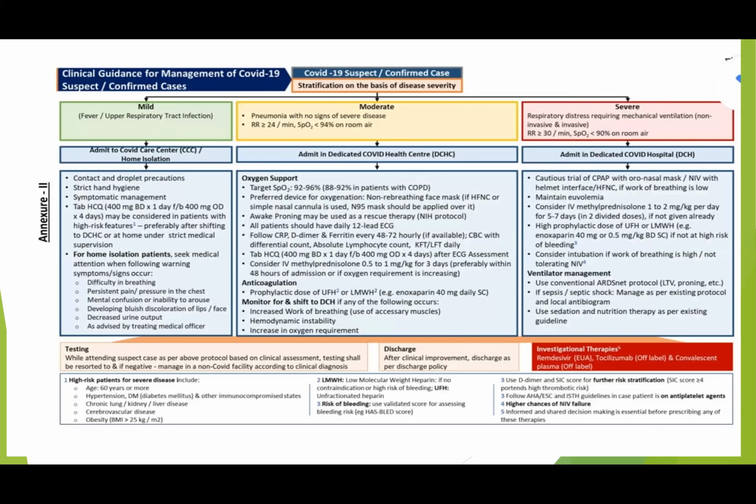So this is the entire algorithm. These types of things should be laminated and posted, especially in ICU areas, because all the COVID doctors should know what they have to do. Everybody should be familiarized and should know what to do in mild cases, what to do in severe cases, how to apply the NIV, how to apply the HFNO, and so on.